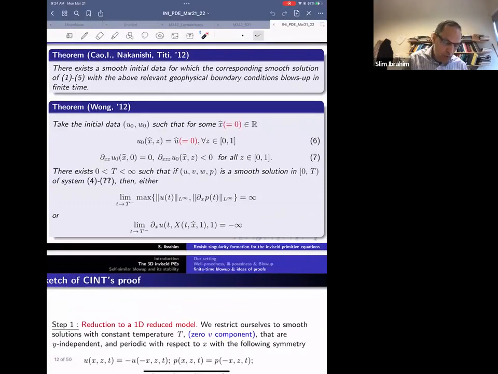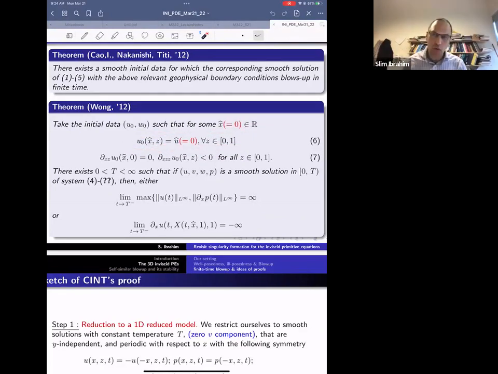So he was able to construct an initial data. He's assuming that there is a point x hat, which we can assume to be 0 actually. And there is a point x hat for which, if you fix the velocity at this point, then the velocity is independent of the z variable.